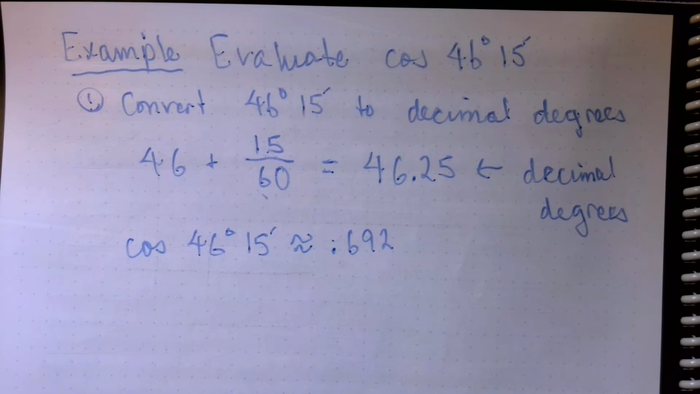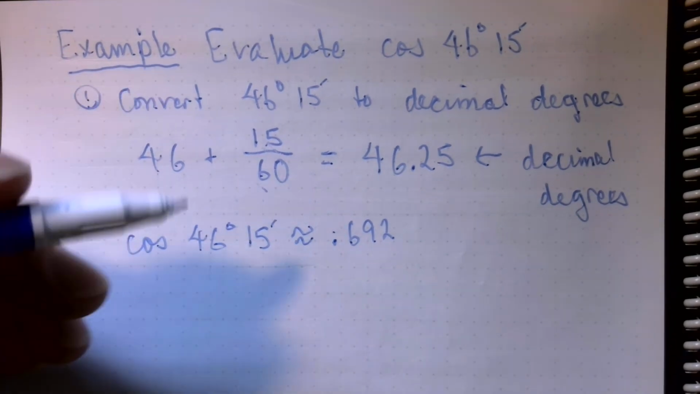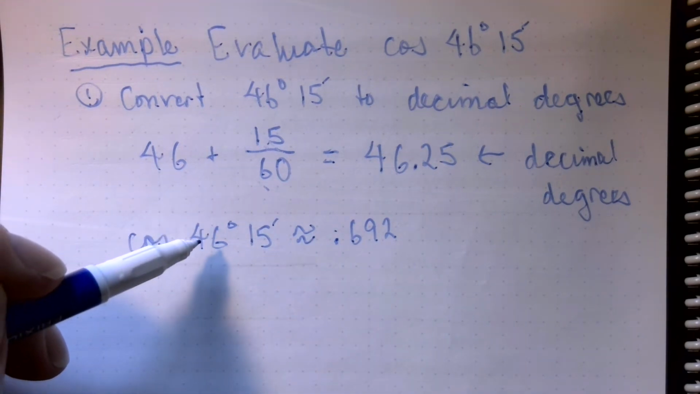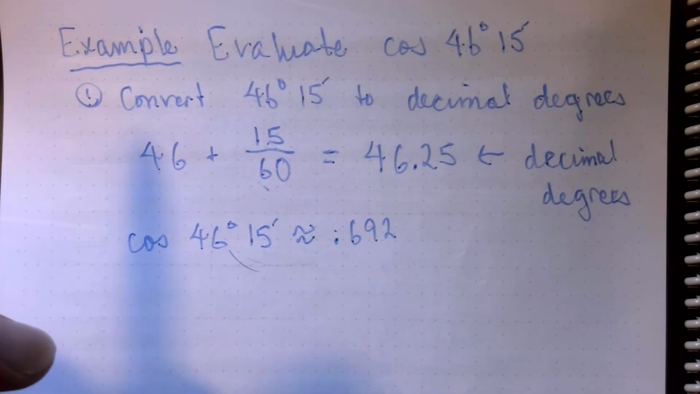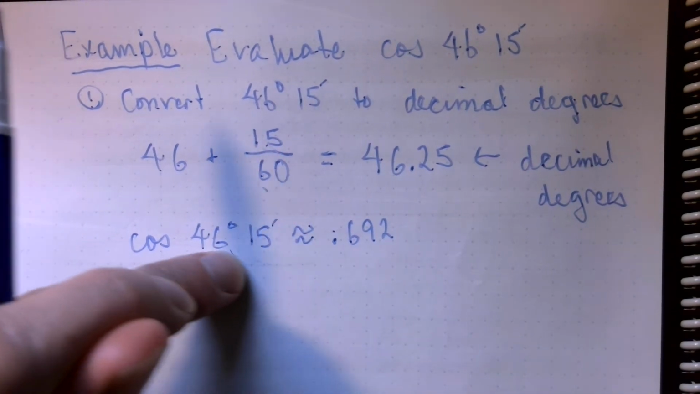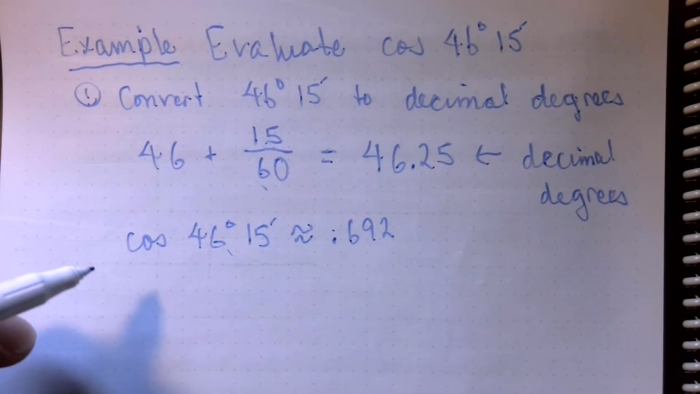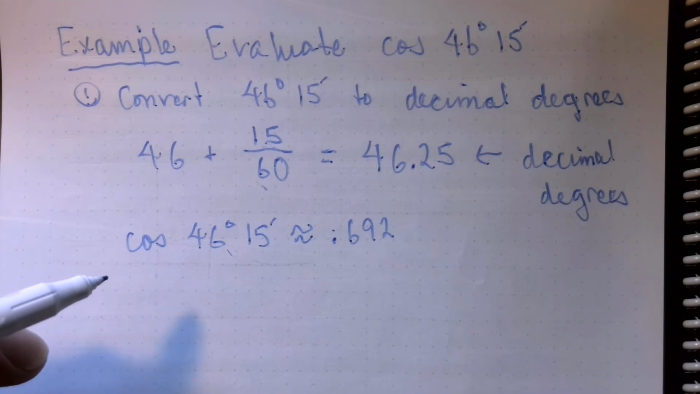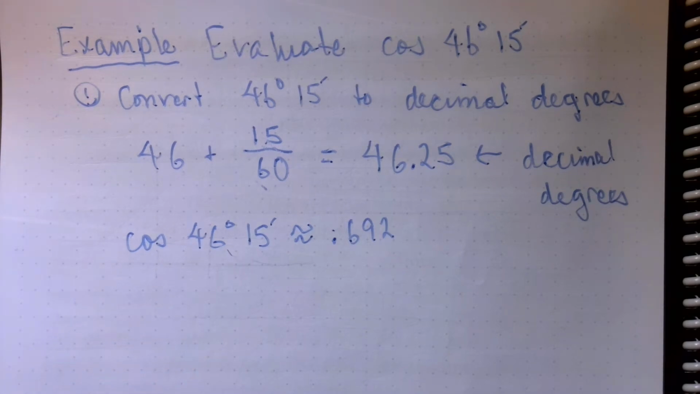Alright, so now our calculator can only give us an approximation. This is not the exact value of 46 degrees 15 minutes. The only times I would ask you for an exact value is when we are dealing with a special angle, like we discussed in the last video. Okay.